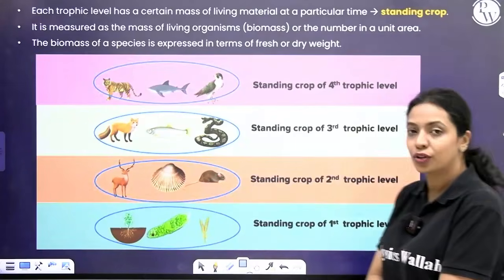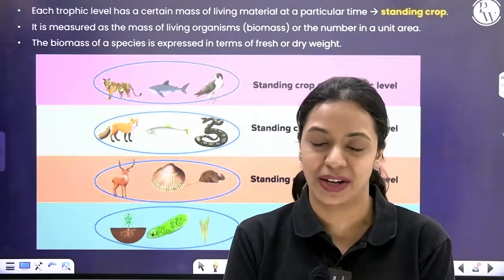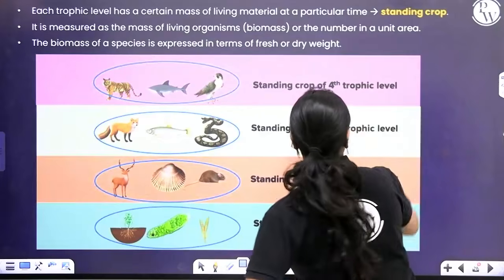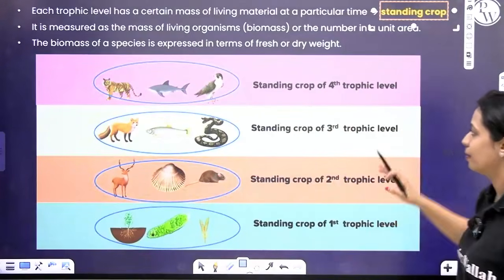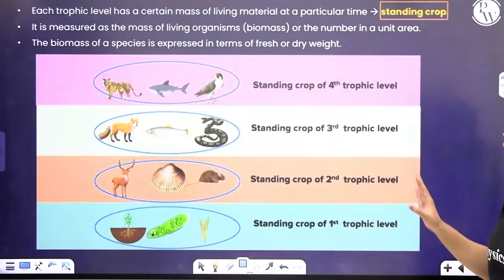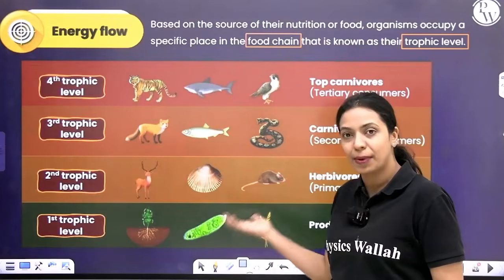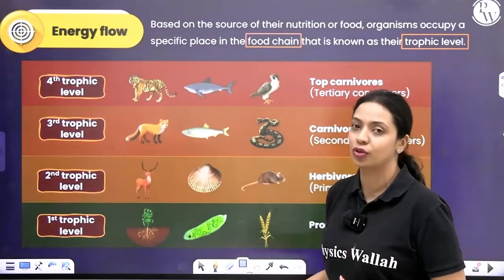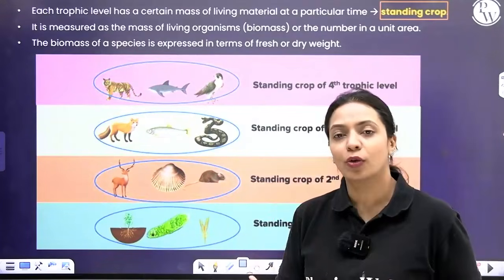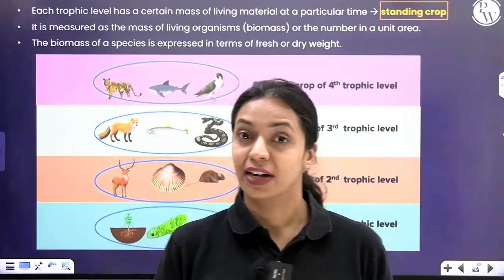At each trophic level, there is a certain mass of living material, a certain biomass present, and there's a specific term that we use to denote it. It is called standing crop. At any particular time, consider a trophic level. The biomass present in that trophic level is called the standing crop. For example, in the first trophic level, these are the organisms. What is the biomass of that? That is the standing crop of the first trophic level. Like that, what is the standing crop of the second trophic level? It would be the biomass of the animals belonging to the second trophic level.